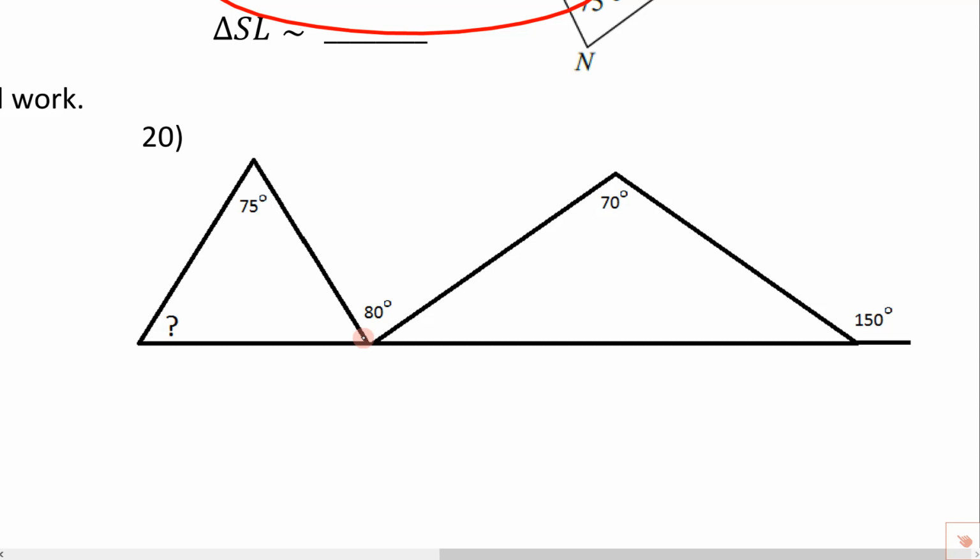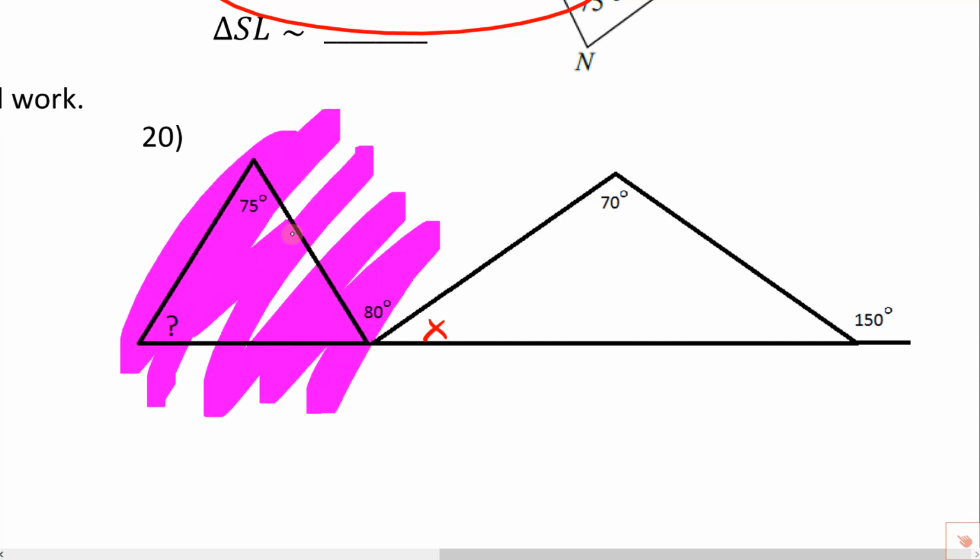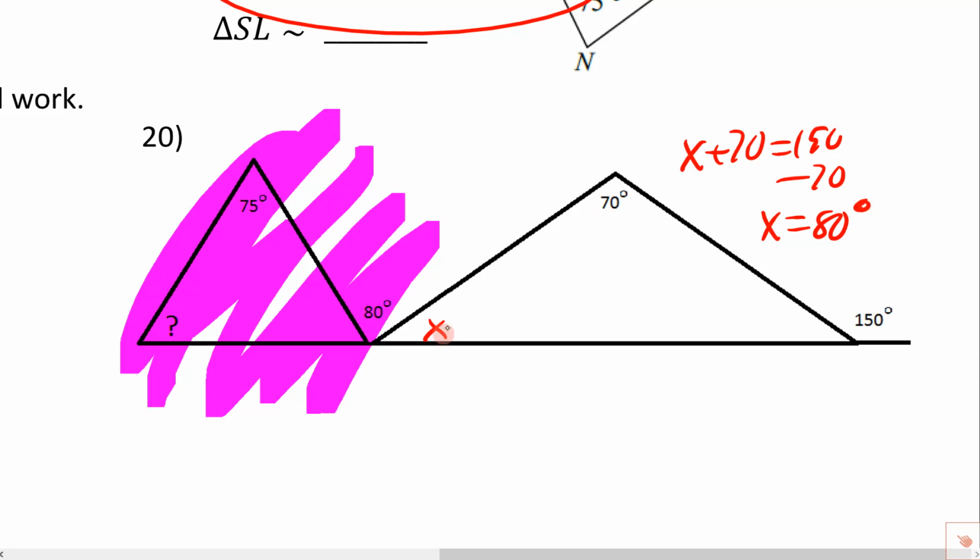So there are a couple things that we could do though. The quickest way to do this one would be to do this. Let's take this right here, and again we're basically ignoring the rest of this diagram right here. These two are remote interior angles to that one right there. So that means these two have to add up to be the 150. So that would be x plus 70 equals 150. So I'd subtract the 70, so that means x is equal to 80. So we've got 80 degrees right here. So I'm going to say that that equals 80 degrees.